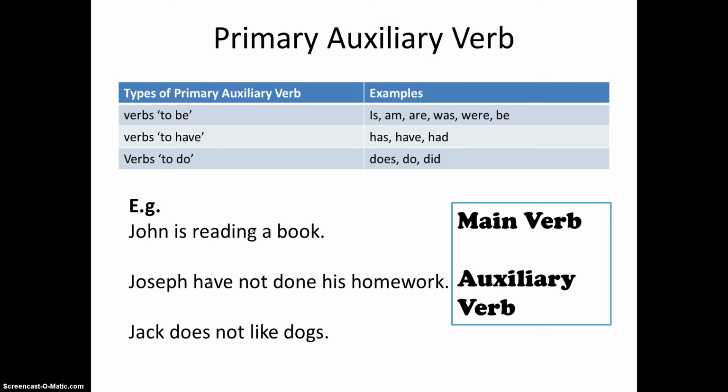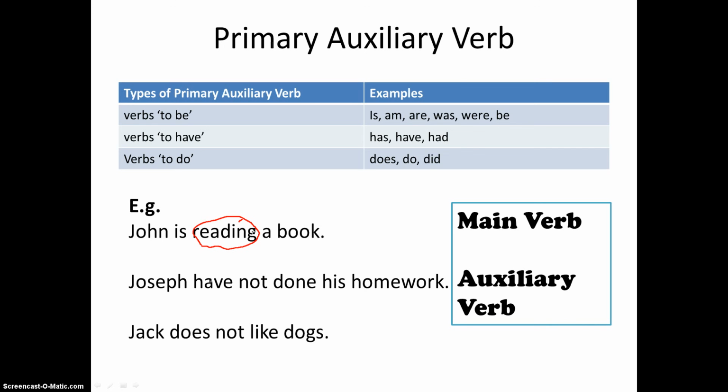John is reading a book. If you can identify the main verb, I think I'll use a pointer over here. The main verb is reading. Without indicating anything, you will know what is the meaning of the word reading. So that's a main verb.